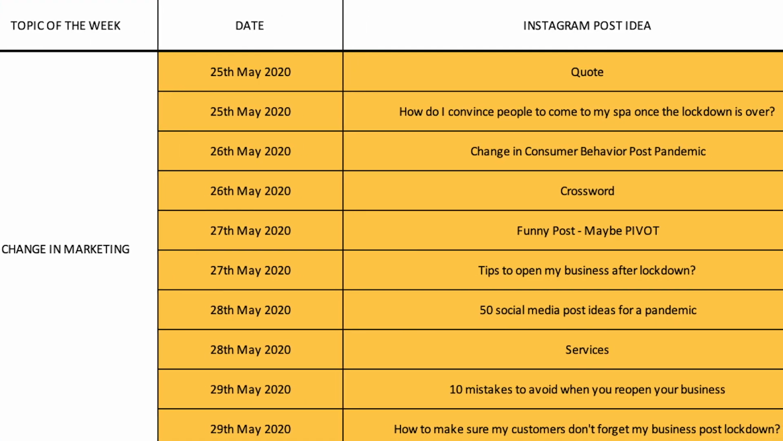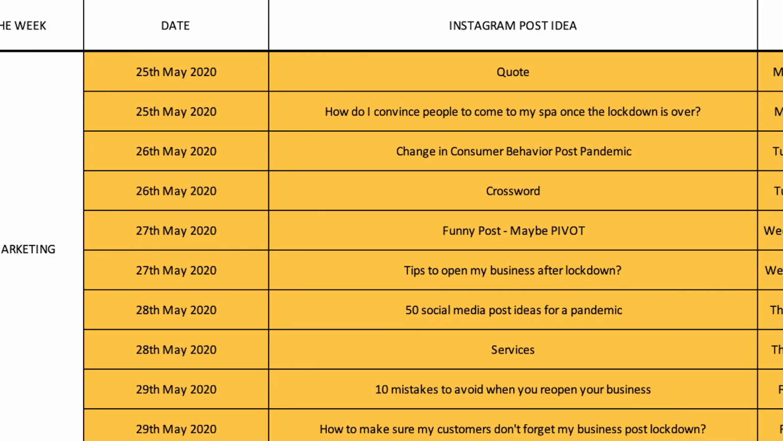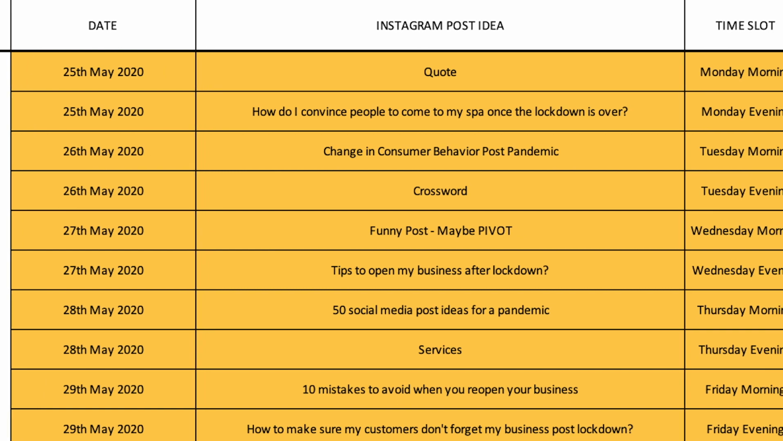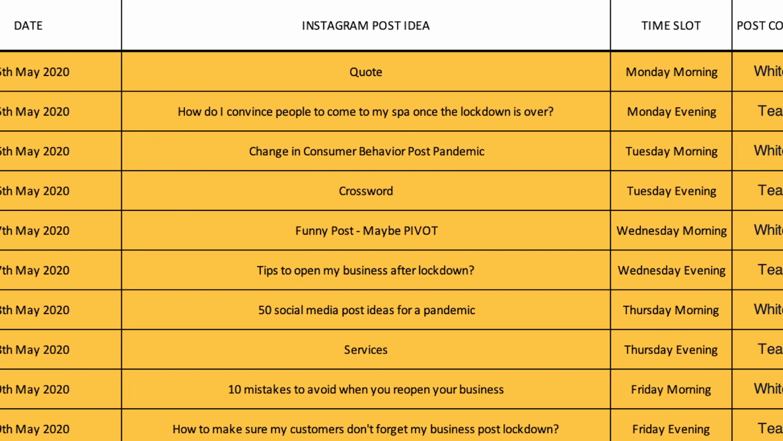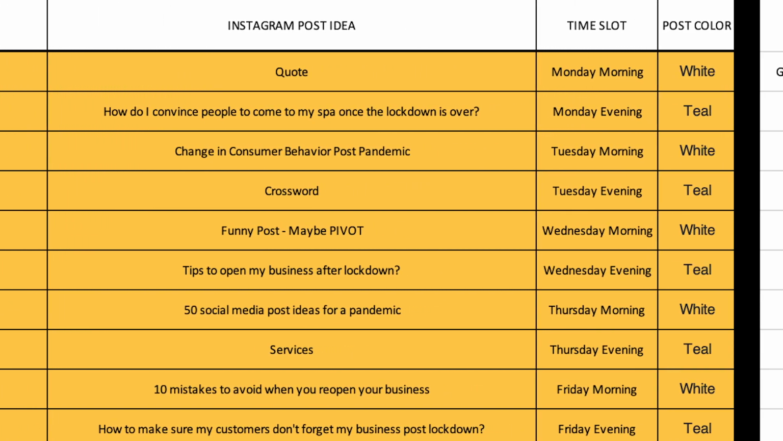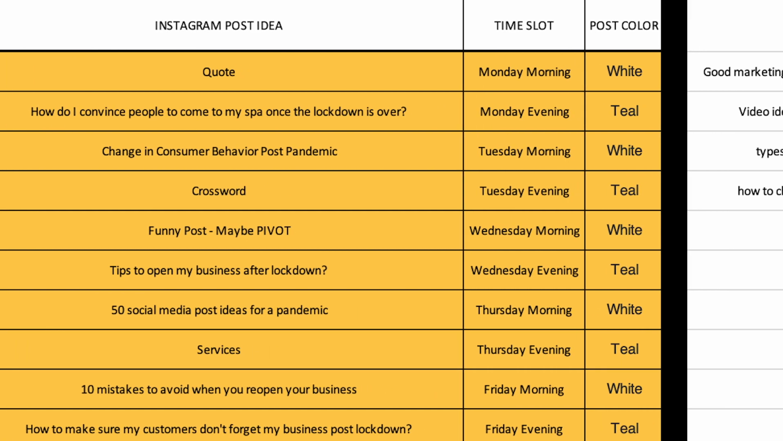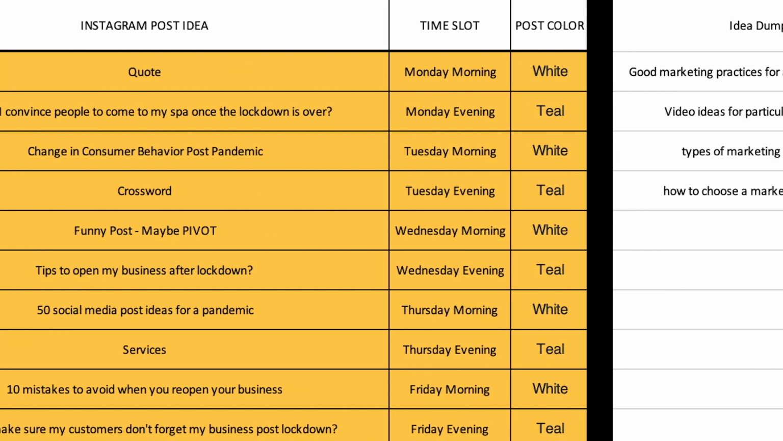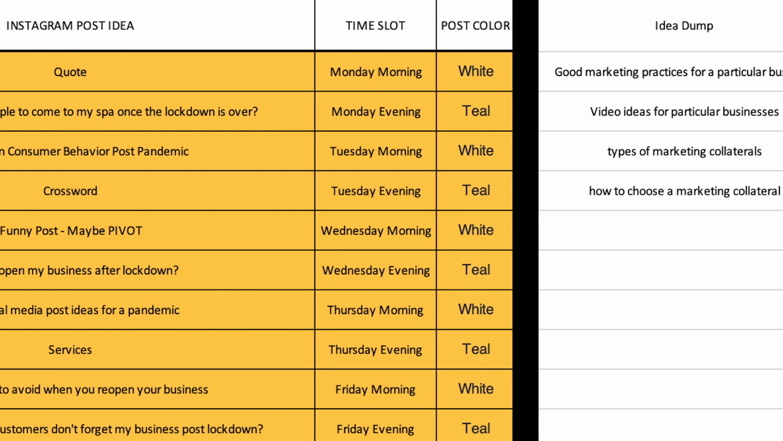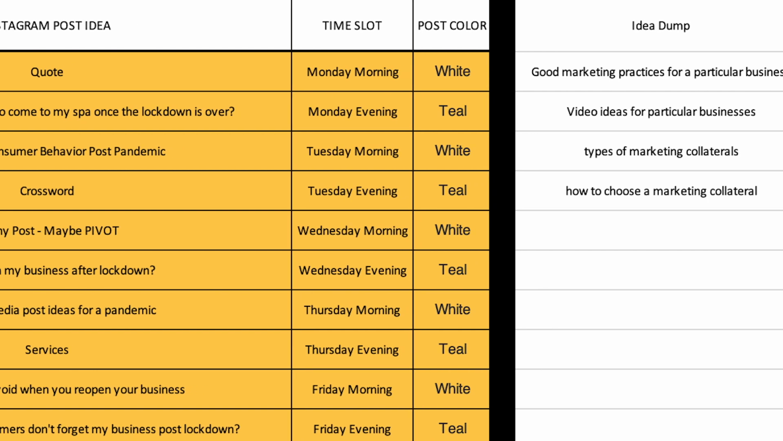This is a snapshot of my calendar. As you guys can see, I've put in the date, I've put in the topic for the week. That's kind of a layout that I'm going with. And I also put in what kind of color I want that post to be. After that, you can also see my idea dump column at the end, where I just put in any and everything that comes to my mind, and I go over it when I'm free.